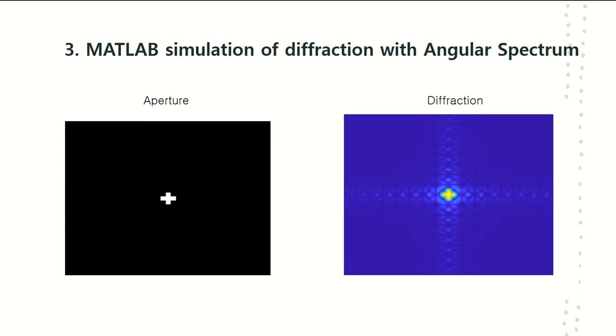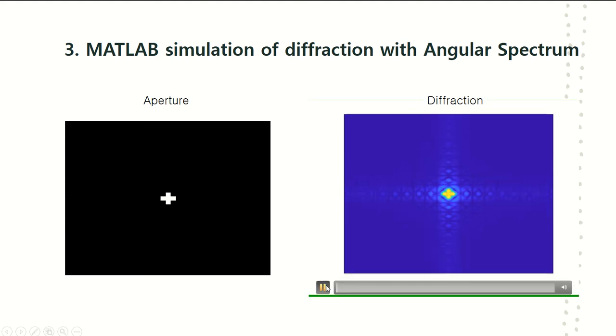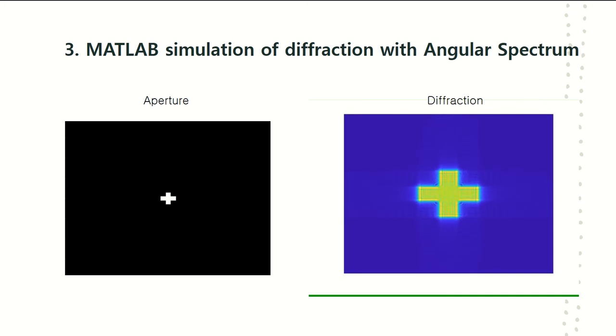This is the final diffraction of the cross aperture. We can see the diffraction pattern changes as the Fresnel number increases. The first part is more like the Fraunhofer diffraction pattern, and later it turns into the Fresnel diffraction pattern.